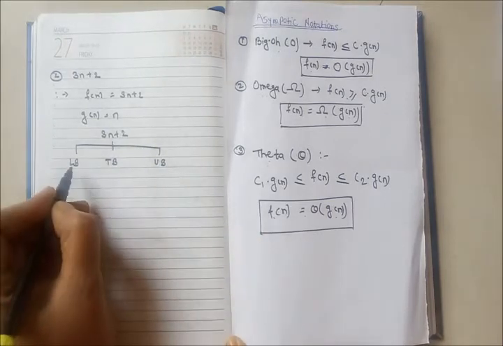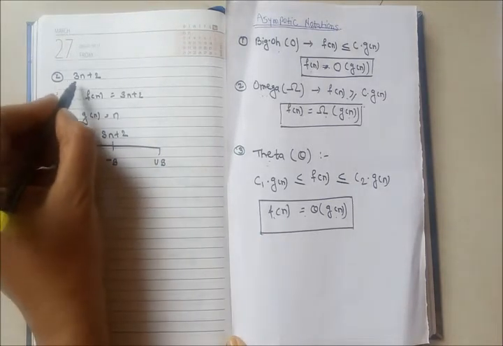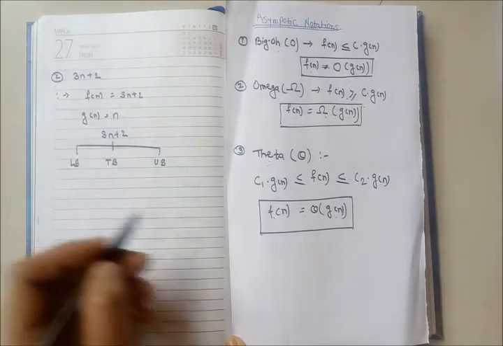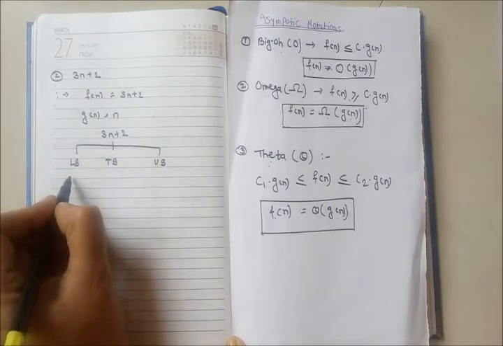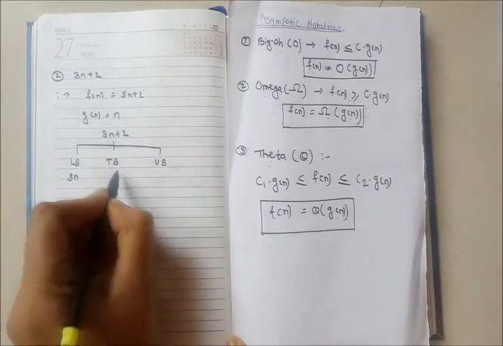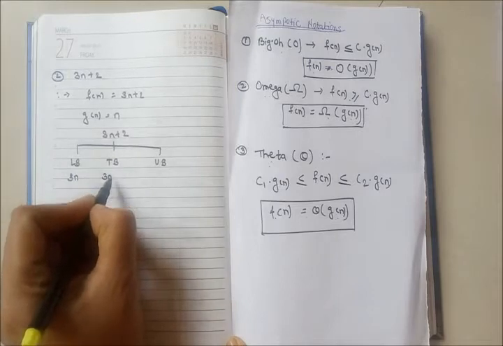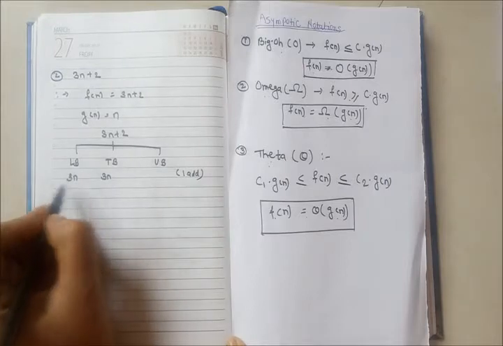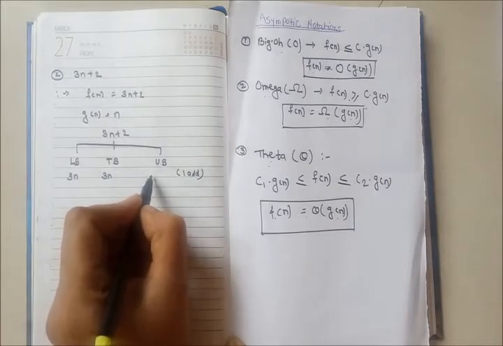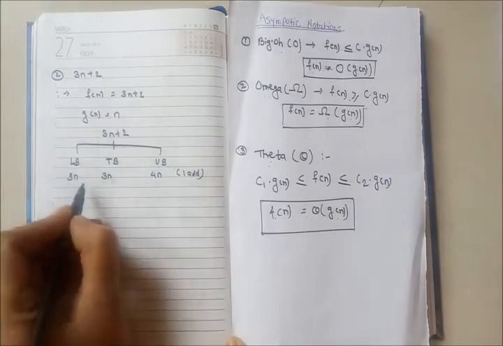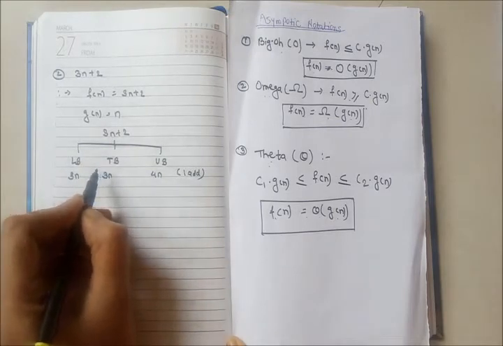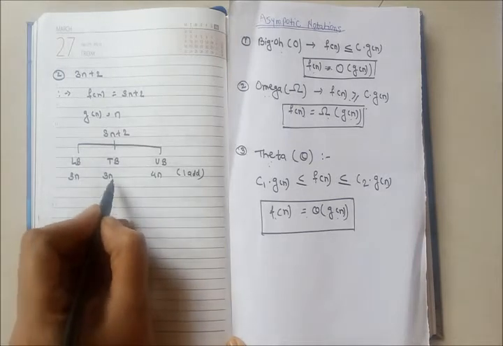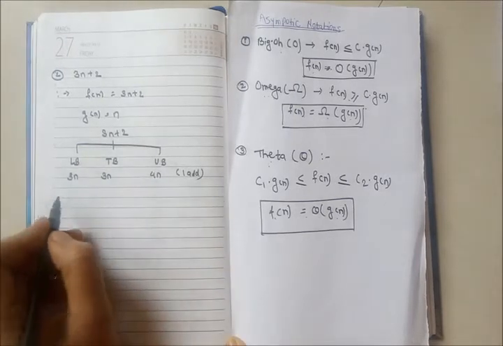Fine. So whatever value is given in the numerical, that is 3n. The first term given in the numerical is 3n. That's why the lower bound is 3n. The tight bound is the same as the lower bound, that is 3n, and for the upper bound we have to add 1n to the lower bound, that is 3n plus 1n, that is 4n. Fine. So these are the values: lower bound 3n, tight bound 3n, and upper bound 4n.